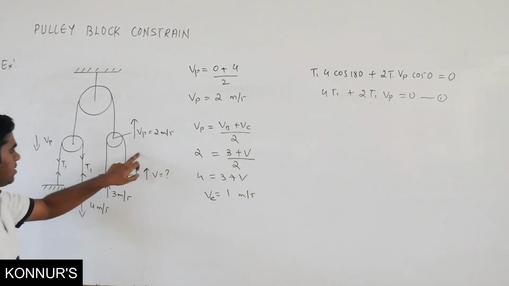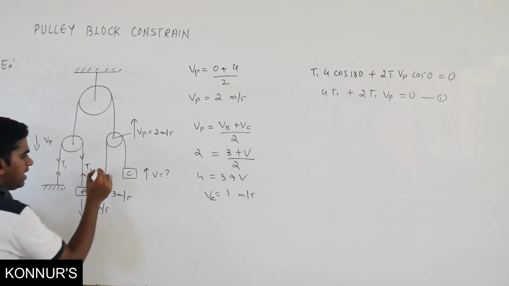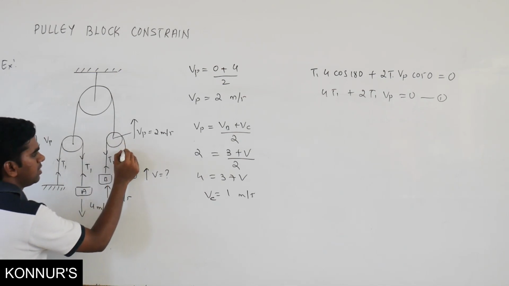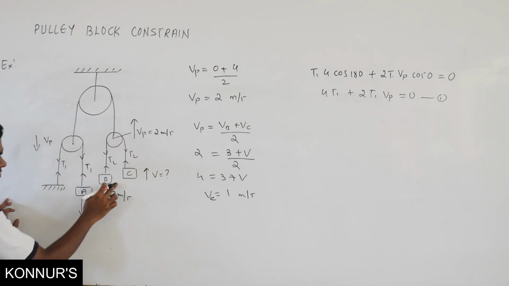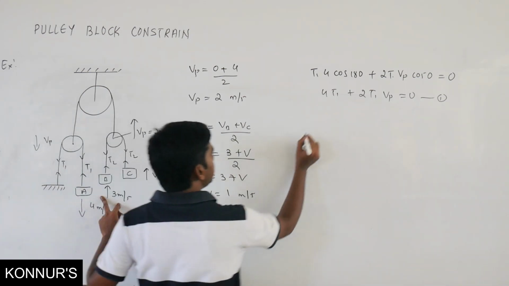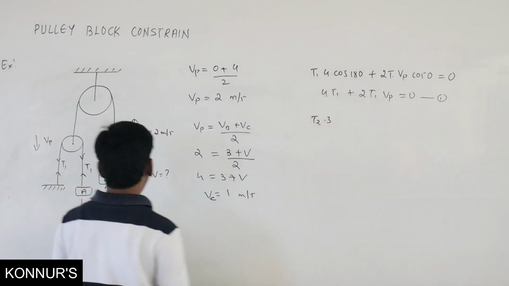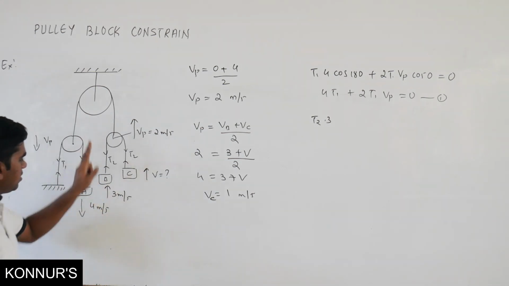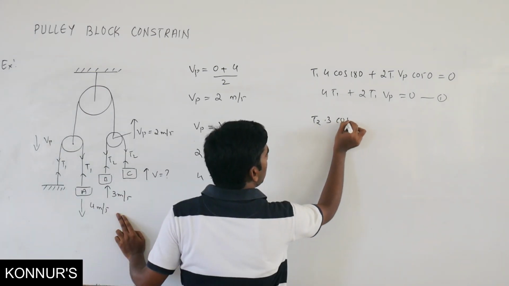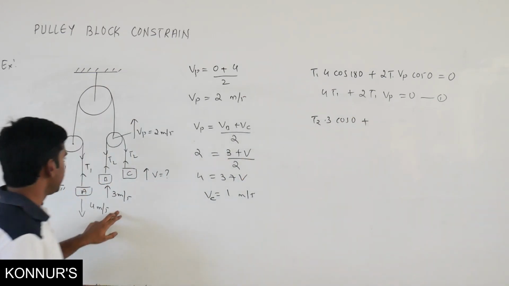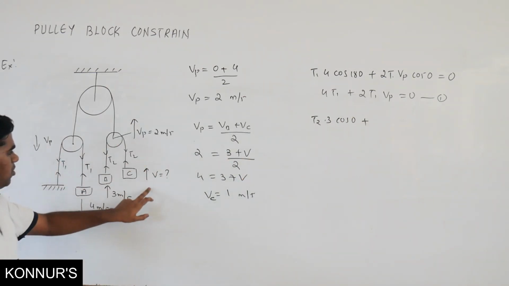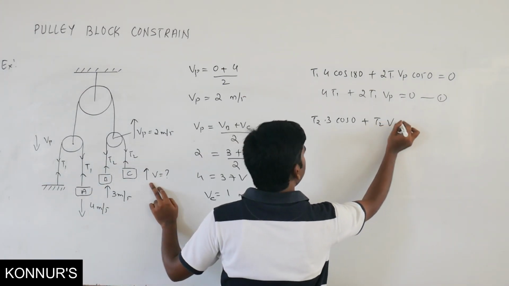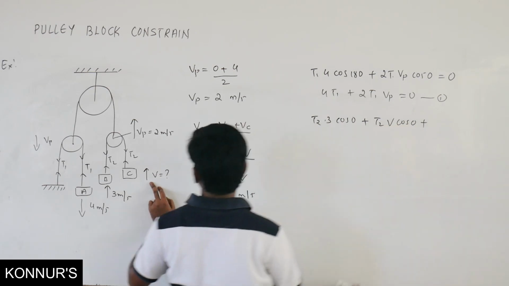Now you apply here. What can you do here? Tension is in this direction, but it is T2 because this is a different string. So apply for this one: T2 into 3. Same direction, means tension is also in the upward direction. Velocity is also in the upward direction. So cos 0, plus. What about this one? Tension is also upward. We can also take upward. So T2 V cos 0, plus.